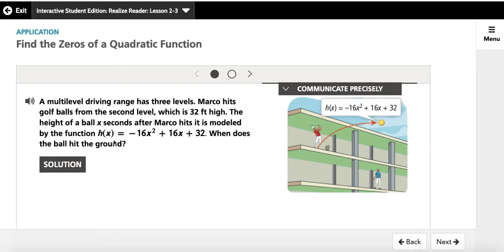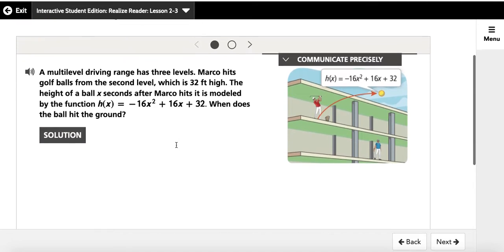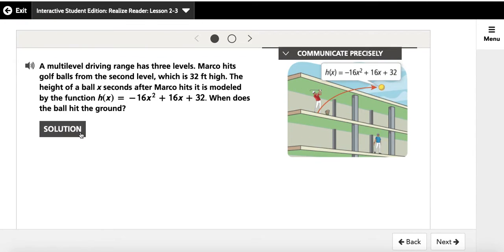The ball is going to hit the ground when the height is 0, so there will be a 0 here, and it's just solving a quadratic equation like we've done in the past couple of examples and problems. So let's see how they tackle it.